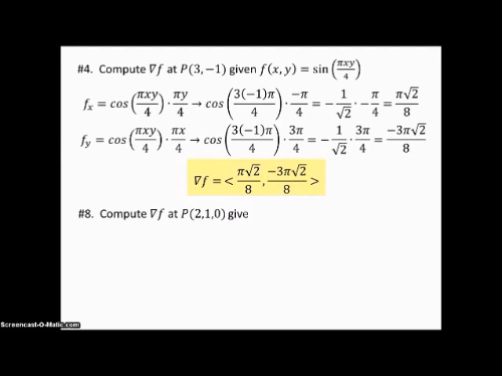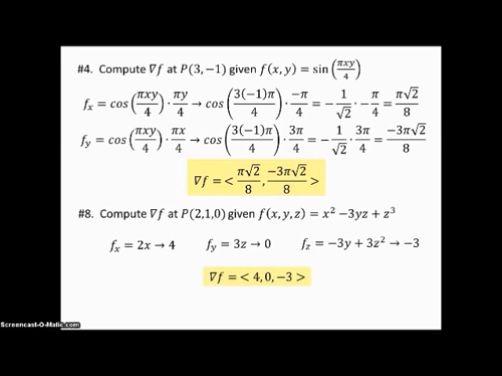Number 8, compute the gradient vector at the point (2, 1, 0). And again, notice they don't give you the w value because you don't need it. You could, you just don't need it. So this time we need 3 partial derivatives, and these are easy. And after we compute the partial derivative, we put in the values for x, y, or z as needed. So there's the partial derivative with respect to y. Partial derivative with respect to z is a little bit more complicated, not much. And so our gradient vector at that point is just (4, 0, -3).